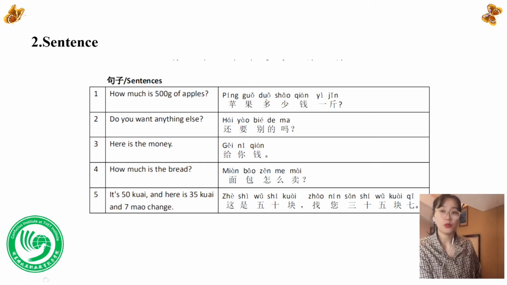Okay, so the first one, 苹果多少钱一斤? Second one, 还要别的吗? Third one, 给你钱, and fourth one, 面包怎么卖? So the last one, 这是50块，找您35块7. Okay, very good. I hope you still remember what we learned in lesson 10, okay?